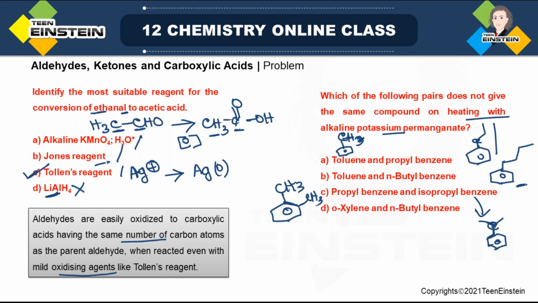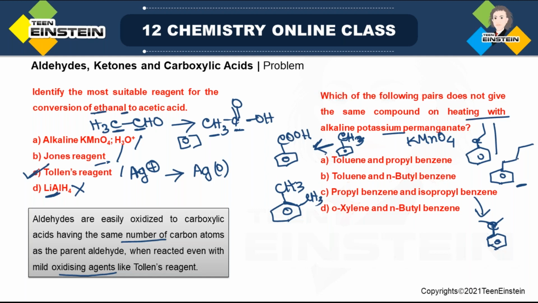Now all these molecules are heated with alkaline potassium permanganate. When I say alkaline potassium permanganate, it is obviously the oxidizing agent. What it does is that any alkyl group attached to the benzene ring will be converted to CO2H. Now when it is toluene, after treatment with KMnO4, what will we get? We will get simply benzoic acid, 1 carbon. There is no confusion, you can easily understand: CH3 is converted to CO2H.